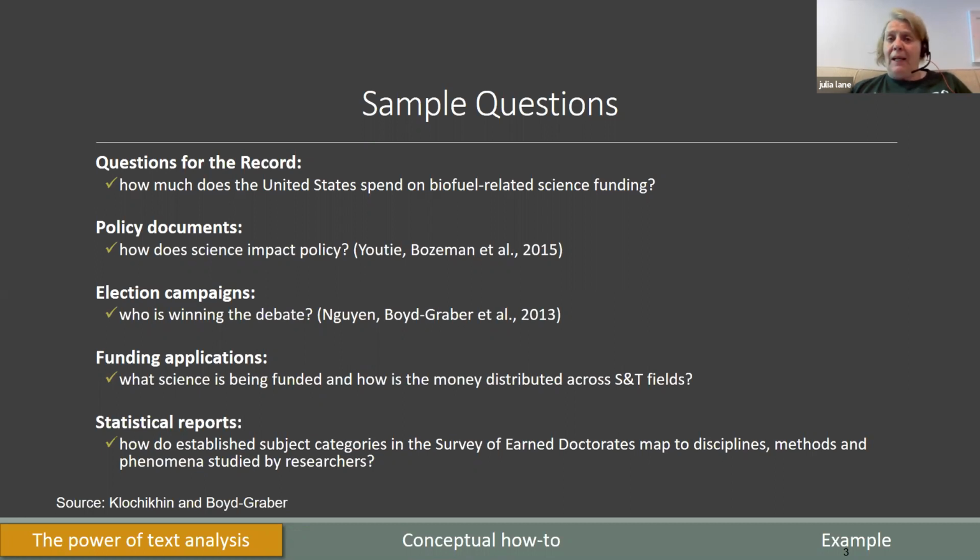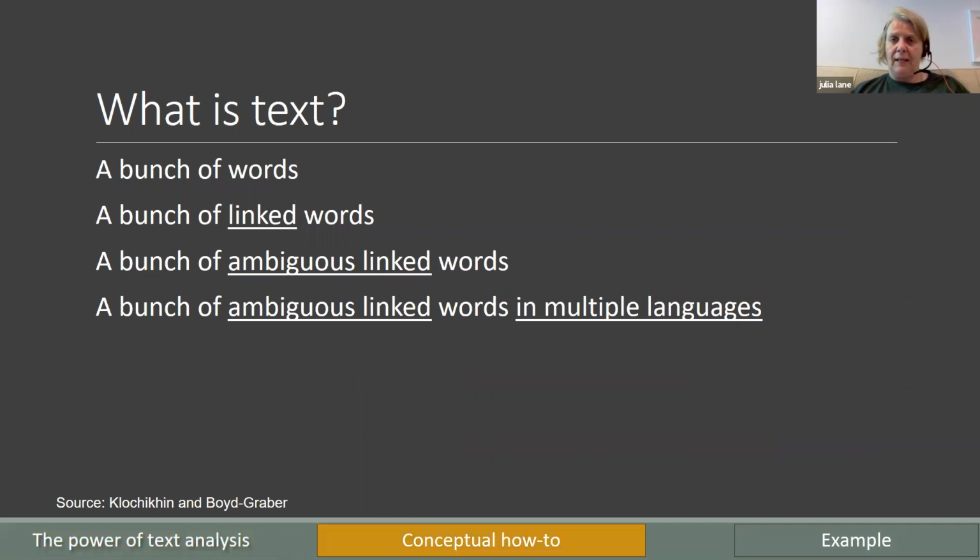In election campaigns, who's winning the debate? How do we read the text of all the different things that people are sending out on Twitter and Facebook and so on, the social media? I do find the work that the National Center for Science and Engineering Statistics does very interesting. One of the things they're interested in doing is categorizing areas of research that are being funded. How do we find the answers to those questions? All of those can be addressed with text analysis.